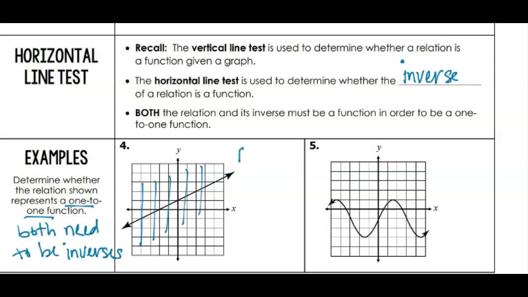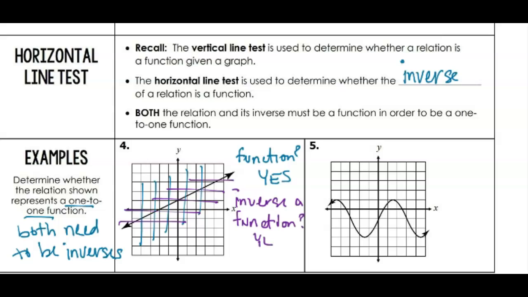So if we think of the vertical line test, on the first one, yes, you don't cross the graph at any point twice. And so, yes, the original relationship is a function. And if you think of the horizontal line test, the inverse is also a function. And so this graph right here, this linear equation, is one-to-one, because both the original graph is a function and its inverse is a function. Okay. All right. So they both need to be functions.